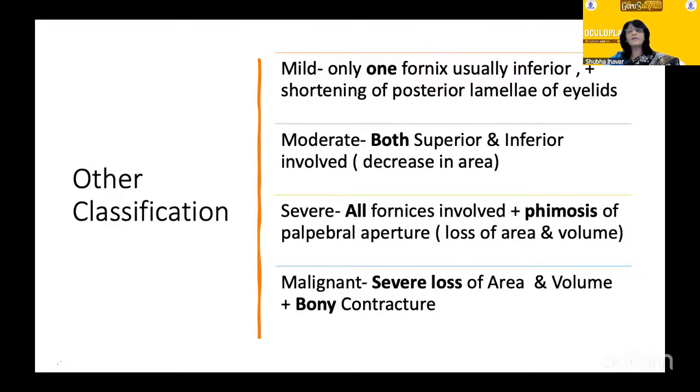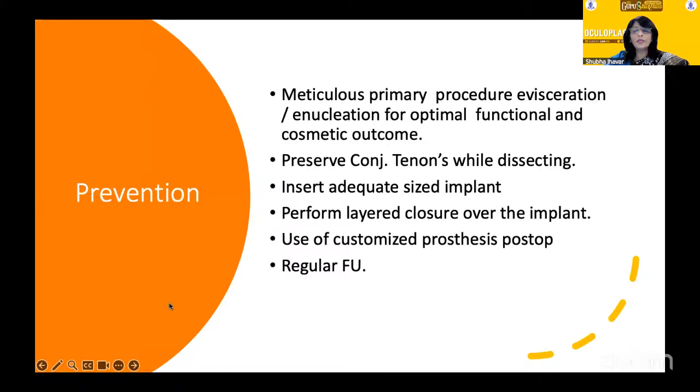So another classification is the clinical classification, where mild is only one fornix, usually inferior, is shortened. Moderate is where both superior and inferior are involved, and there is a decrease in area. And severe contracted socket is where all four fornices are involved and phimosis is there, so there is loss of area and volume as well. And malignant is where severe loss of area and volume plus there is a bony contracture.